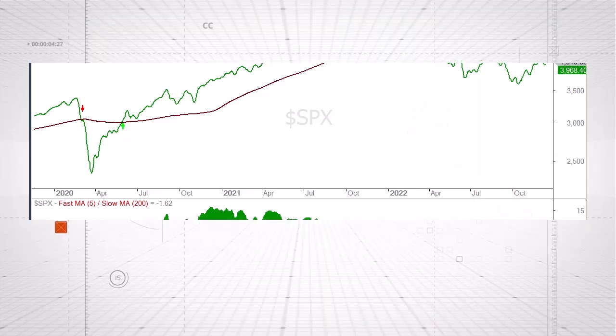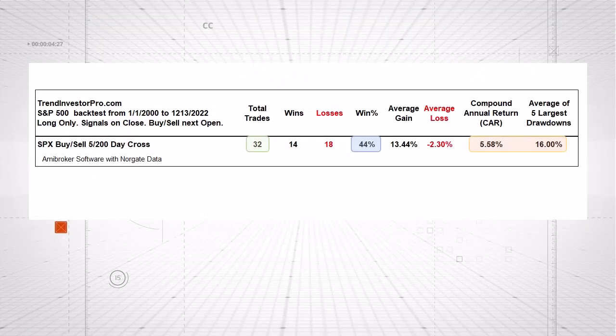So now let's look at the Excel table that I put together. So we had 32 trades, 5-day crossing above the 200-day, that's like 64 crosses. 14 winners, 18 losers, still below 50%, but a much higher win rate than say the close above and below the 200-day, 44% win rate. Average gain, average loss, very strong.